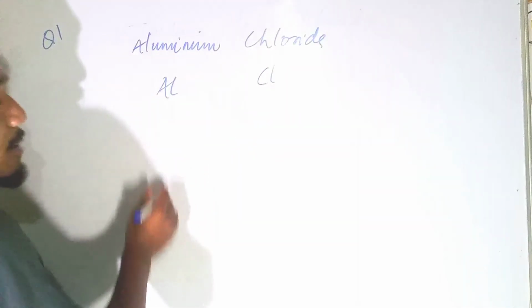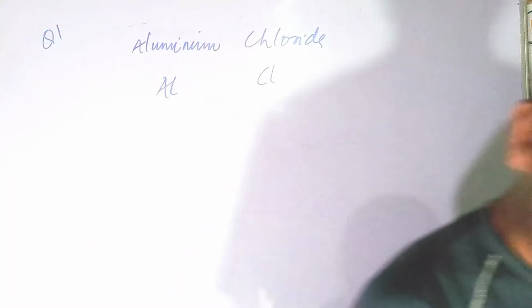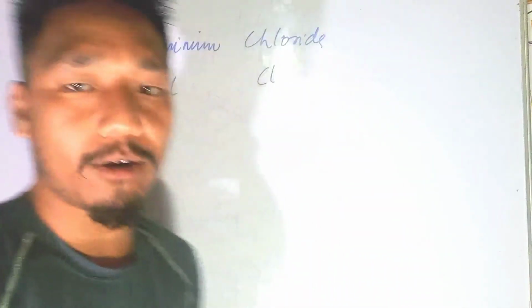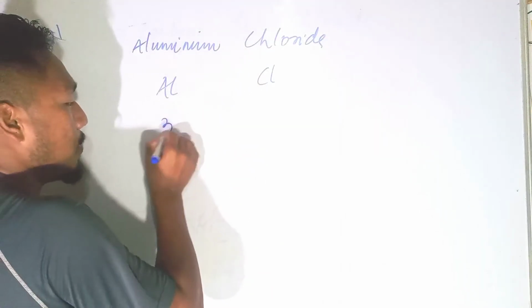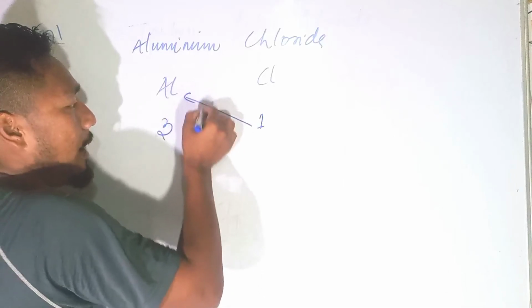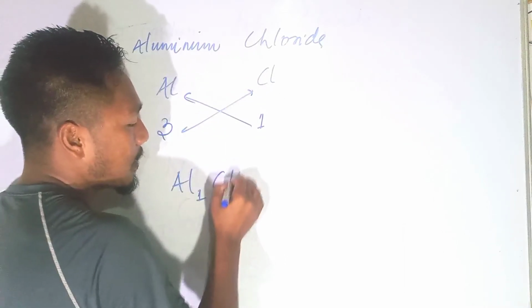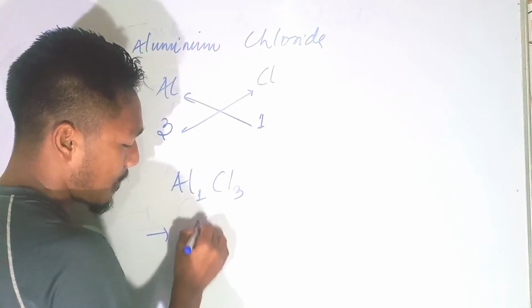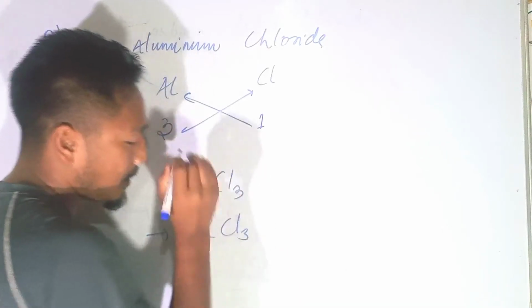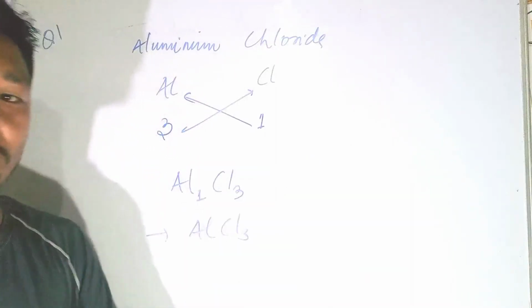Aluminum has a valency of 3 and chloride has a valency of 1. So I will cross them. Our answer will become Al1Cl3, that is AlCl3. Now just remove the 1. If you don't write the 1, it doesn't matter.